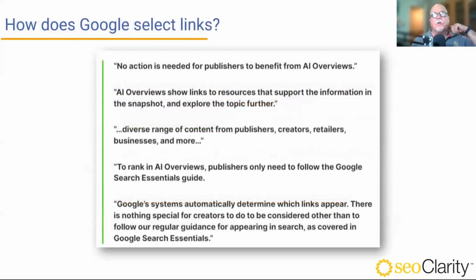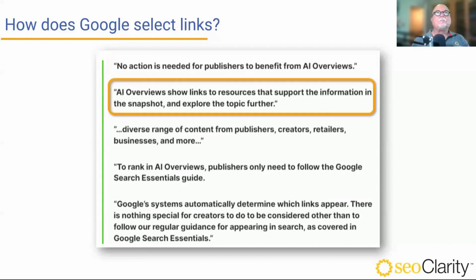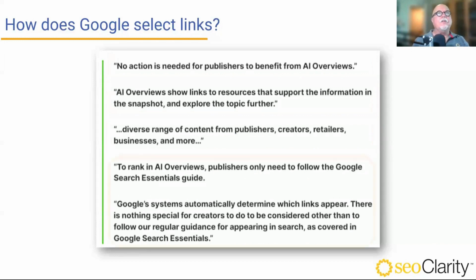A few other things, just some great quotes to grab out from the documentation that was really surprising. They put out quick documentation for AI overviews, speaking to publishers, because everybody wants to know, how do I benefit from it? How do I get in it? They said, no actions needed. Basically they're saying there's nothing you can do. The selection is automatic. It's just going to show links to resources that support the information, as we said before, to explore the topic further from a diverse range of publishers, creators, businesses, etc.